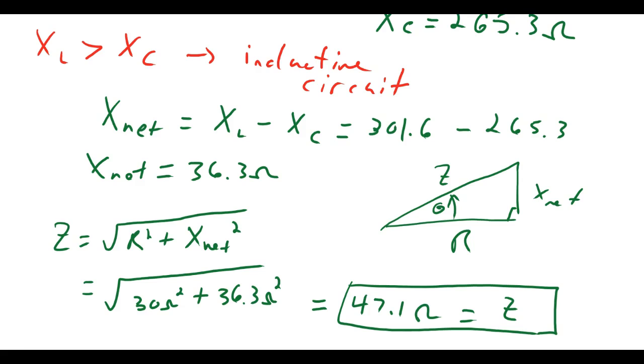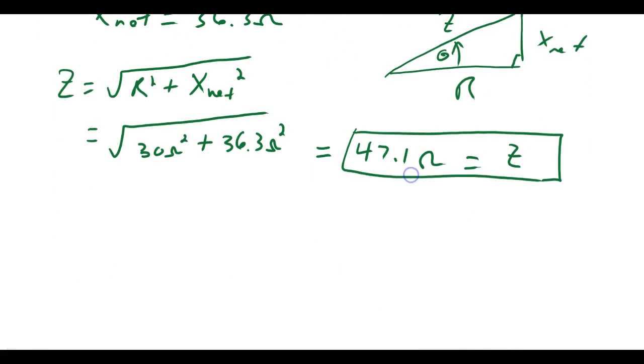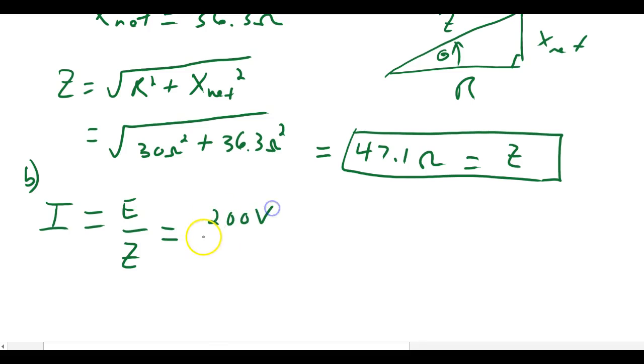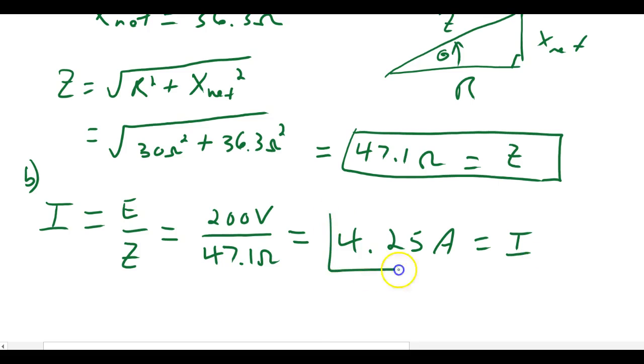Okay, so part B asks us to calculate the current, and now that we have the impedance in the circuit, of course we can apply Ohm's law with the source to say that the current is equal to E divided by Z. And that gives us 200 volts divided by 47.1 ohms for a current of 4.25 amps. Now that current then goes through each device in the circuit.